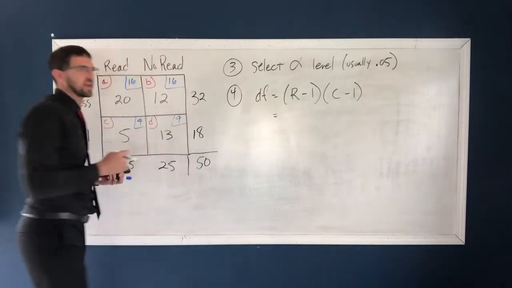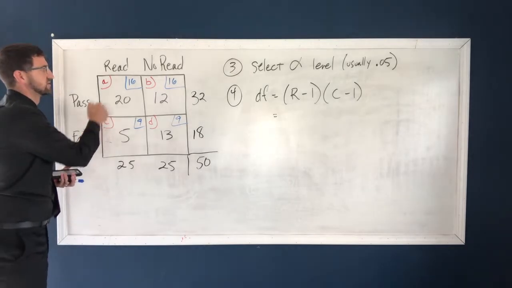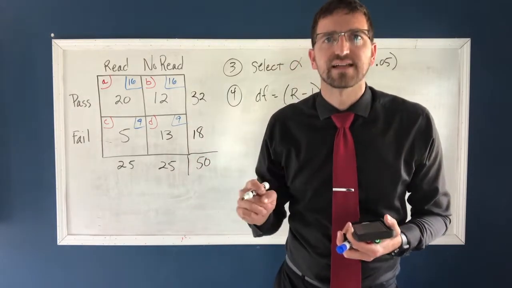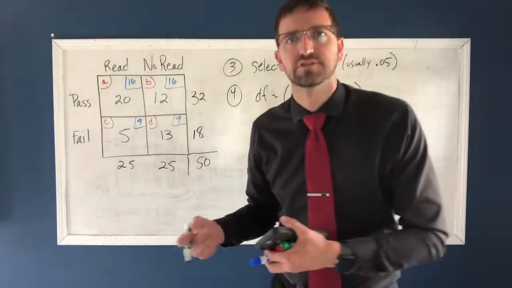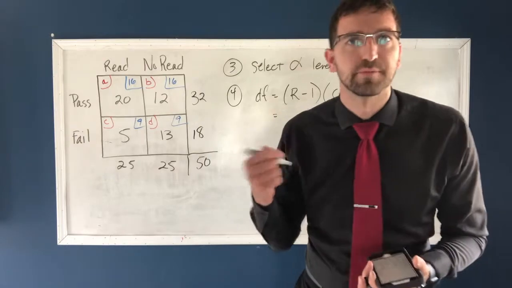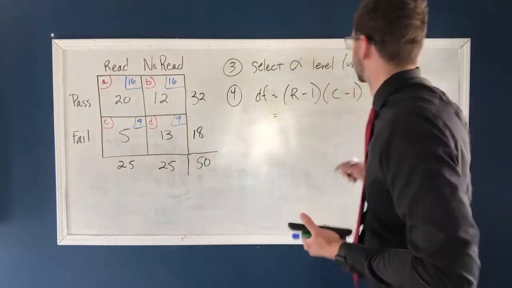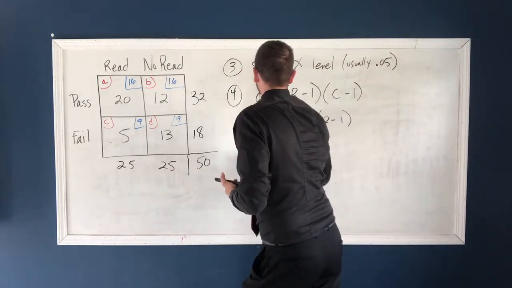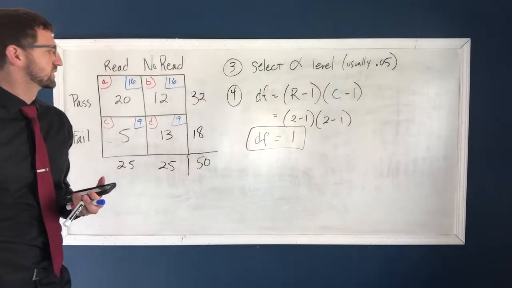Okay, so how many rows are there? Well, there are 2 rows, right? 1, 2. How many columns are there? 2. 1, 2. So chi-squares can be any size, but for this class, they're always going to be 2 by 2. 2 by 2 means 2 rows, 2 columns. So really, for any problem we do in this class, the degrees of freedom are all going to be the same. 2 minus 1, 2 minus 1. So 1 multiplied by 1, so there's 1 degree of freedom. Okay, perfect.